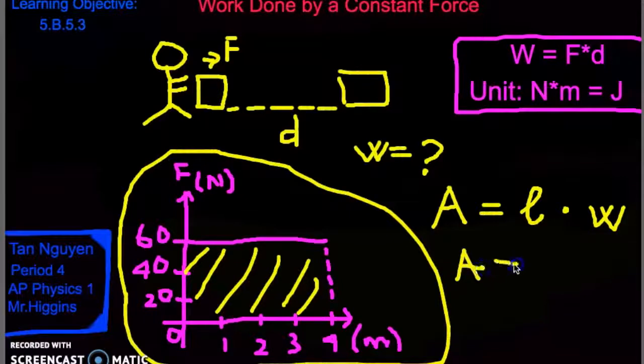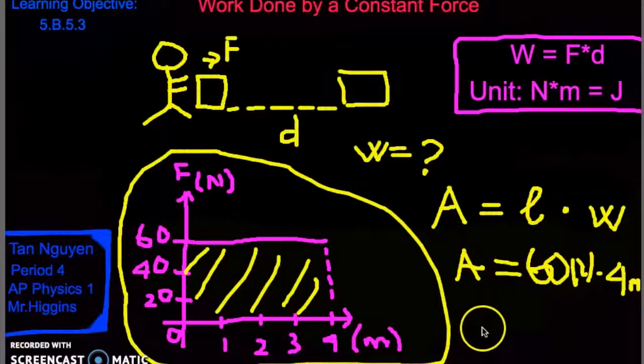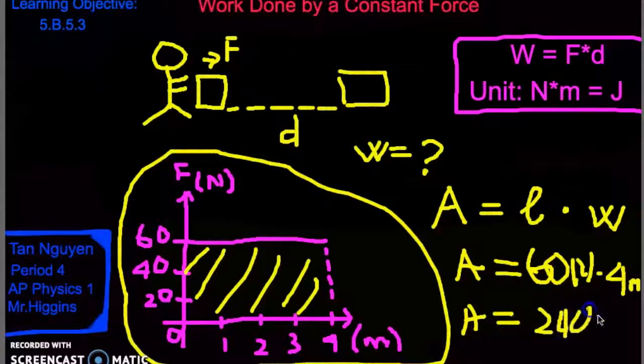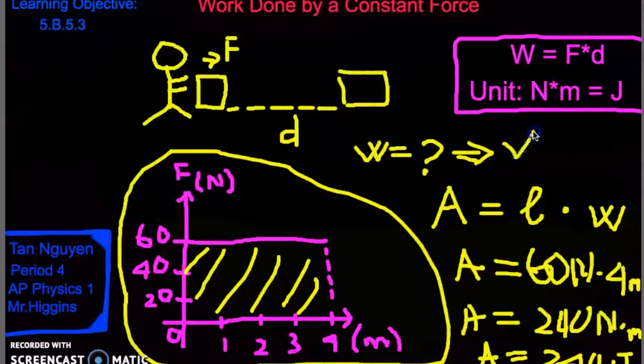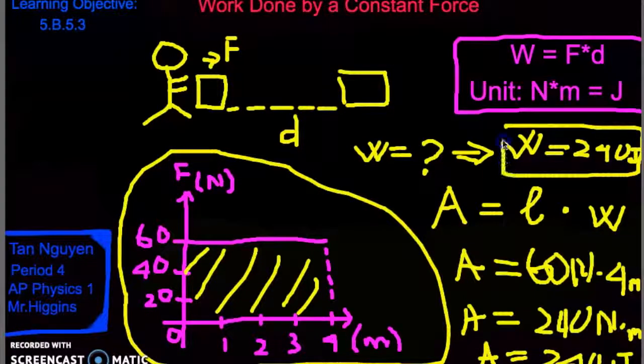So we get that the area equals 60 Newtons times 4 meters, which gives 240 Newton meters. From this we can conclude that the man has done 240 joules of work on the block in order to move it 4 meters away from the original point.